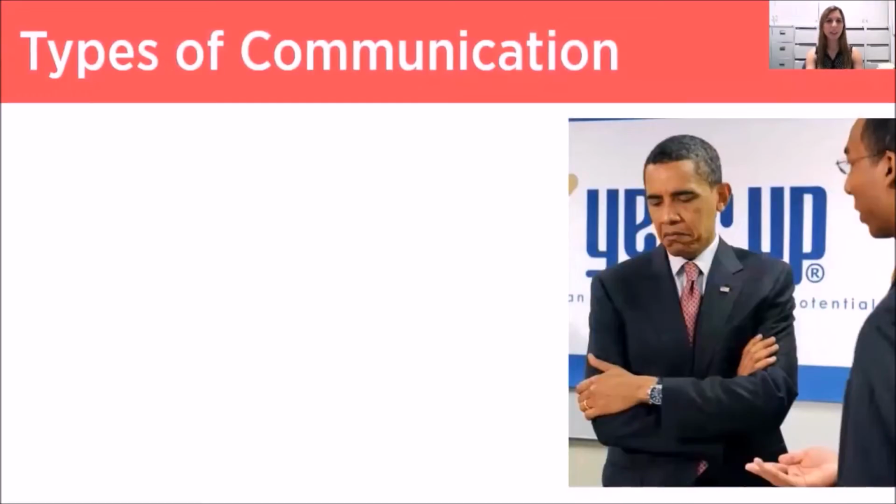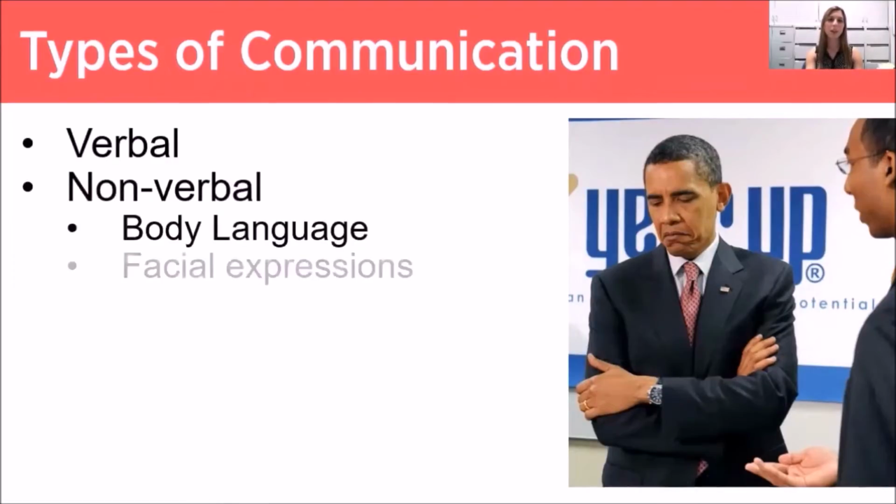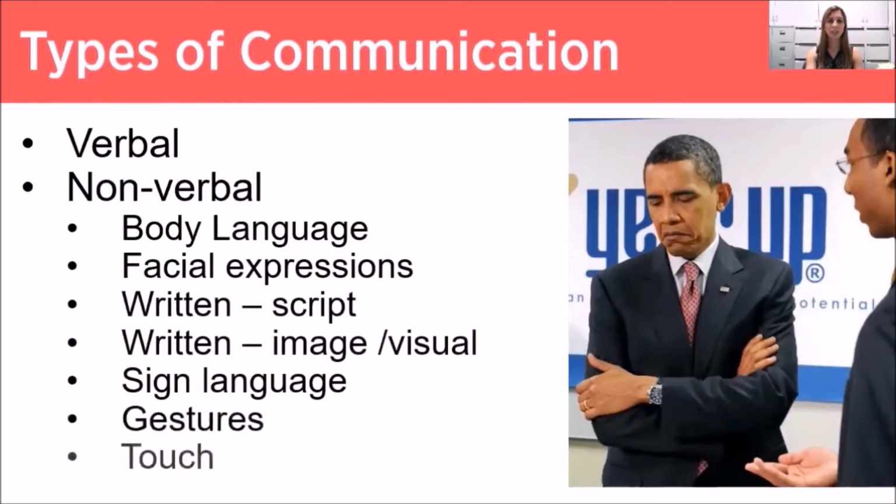There are different types of communication, as I've just listed. Verbal communication is the predominant means of communicating. But we also look at non-verbal behavior as well. This can range from our body language, facial expressions, whether intended or not, through written forms like reading a script, or even through imagery or visual feedback. There's also sign language that we need to be considerate of, gestures and touches with our hands and the hand movements, which can also be quite expressive.